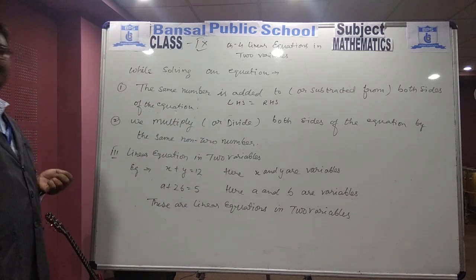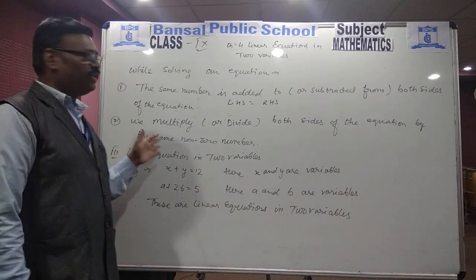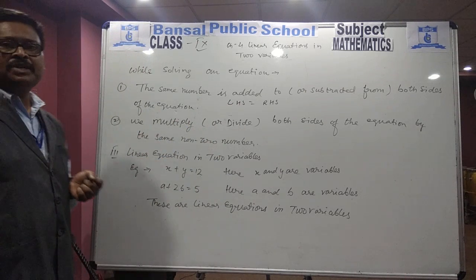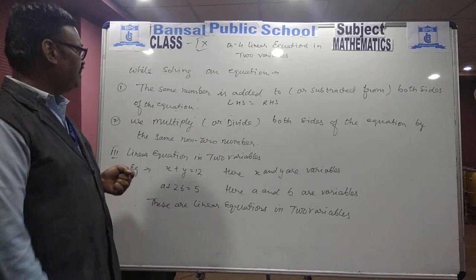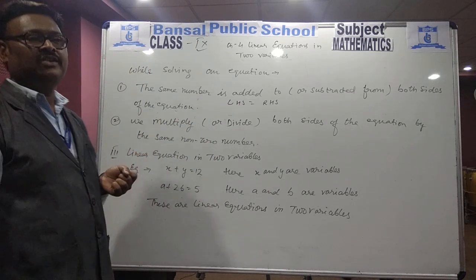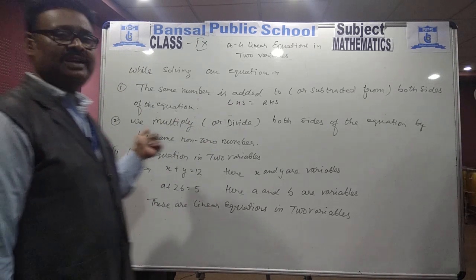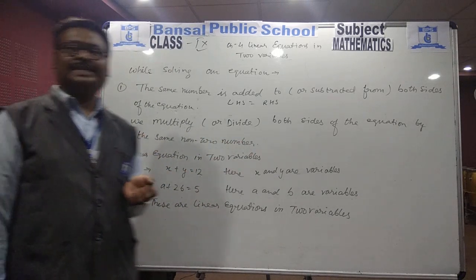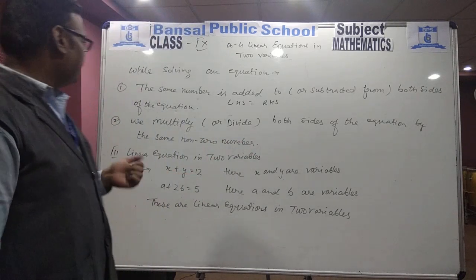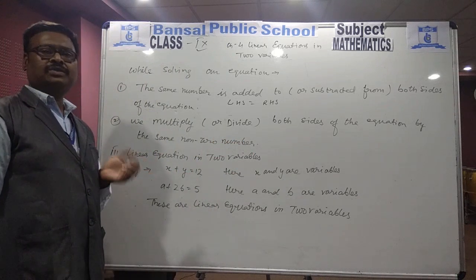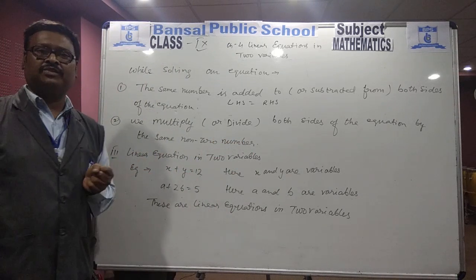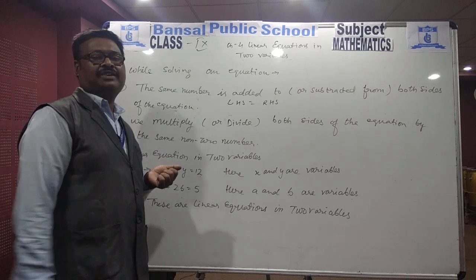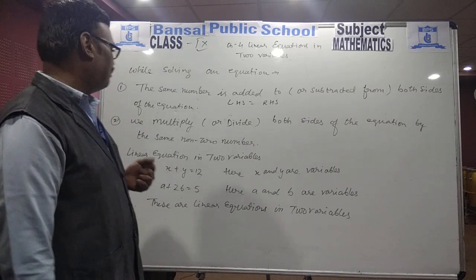Next, when we multiply or divide, we have to use the same number and the number should not be 0. Why? Because if I multiply the equation by 0, the equation will become 0 on either side. If I divide by 0, then that is of no use. So I can multiply both sides of the equation by the same non-zero number, and I can divide both sides of the equation by the same non-zero number.